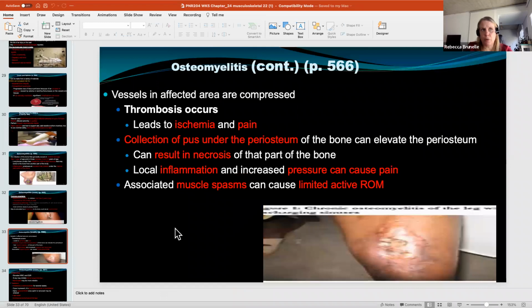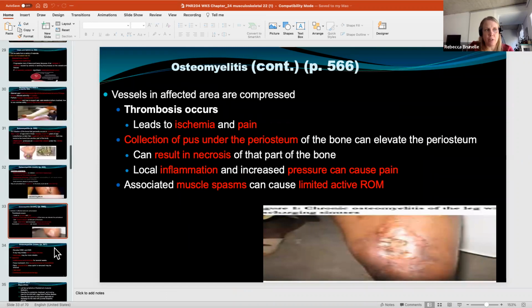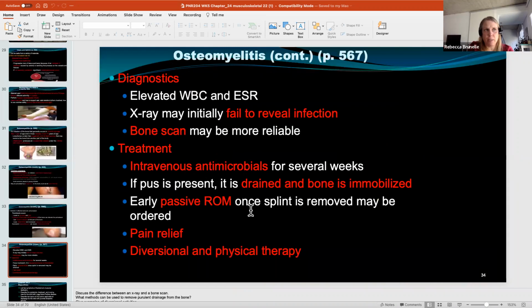So they're at risk for complications like thrombosis and muscle spasms. They require a lot of antibiotics. One of the main things you need to remember about these kids is that they'll be on antibiotics for like 6 to 8 weeks, and it's IV antibiotics. So they almost always go home with a PICC line.